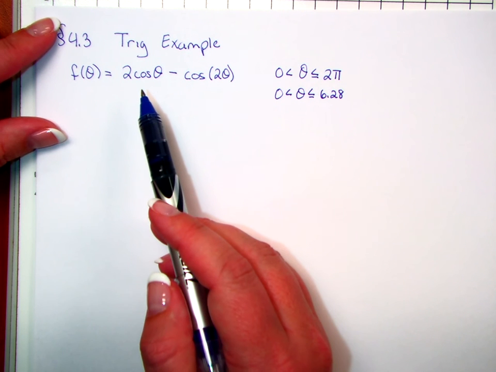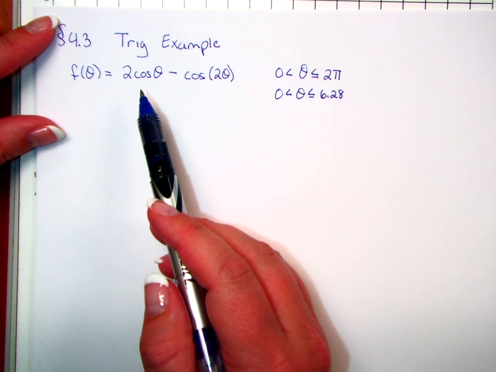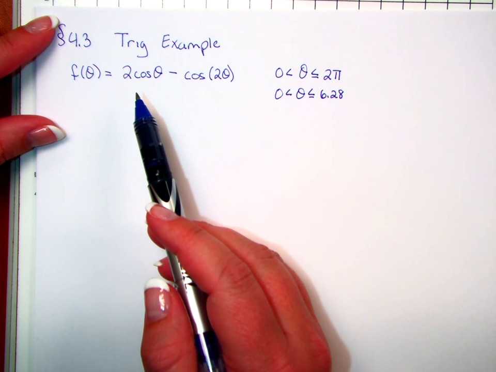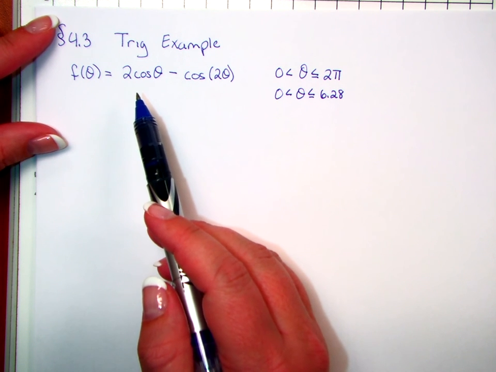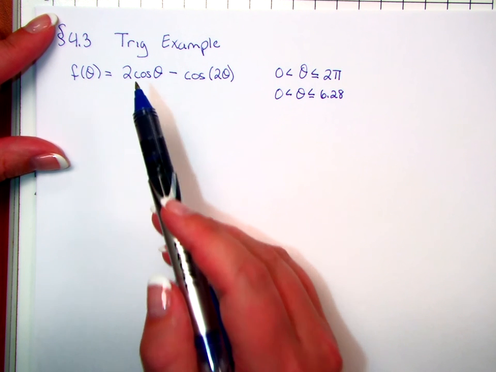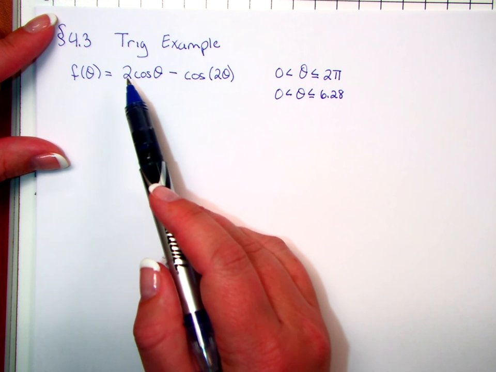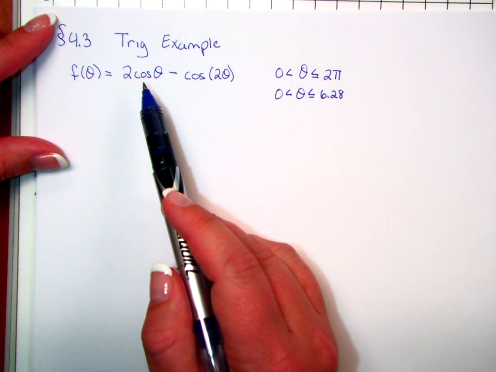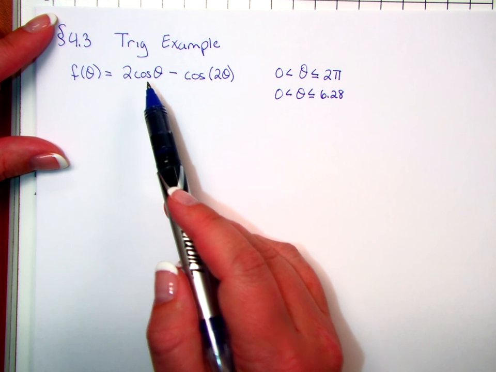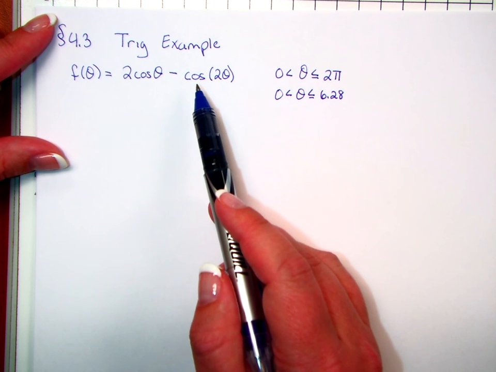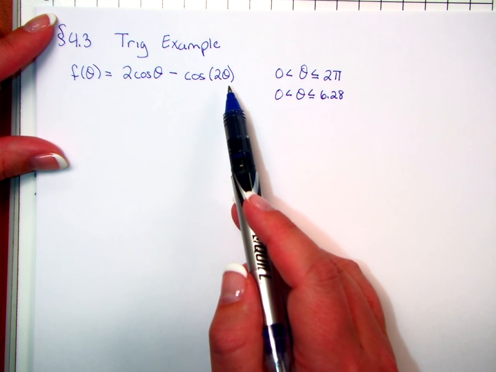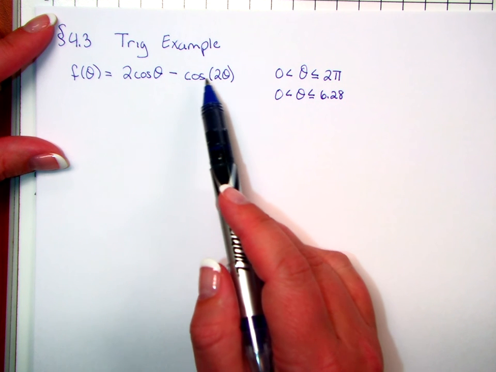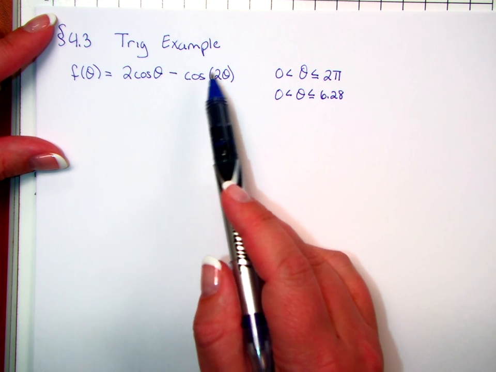So in order to start this, we're going to do the increasing, decreasing test and the first derivative test first. So let's go ahead and take the first derivative. The derivative of 2 cosine theta is just a constant times cosine, so we're going to get the constant 2 times the derivative of cosine. And then over here, cosine 2 theta requires a chain rule because 2 theta is inside a cosine.